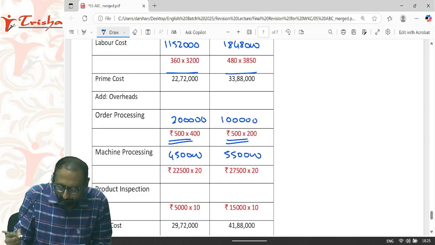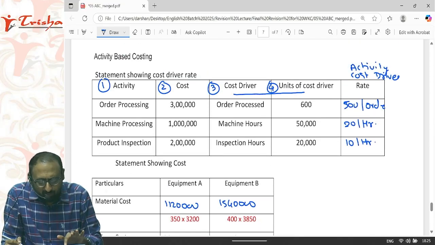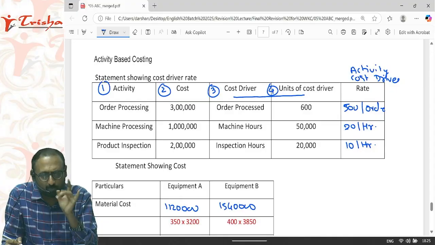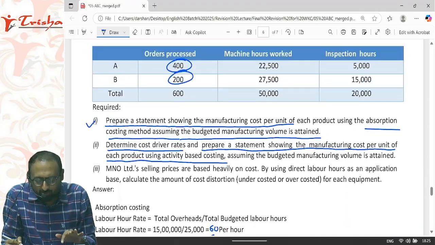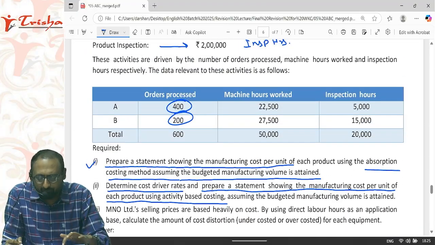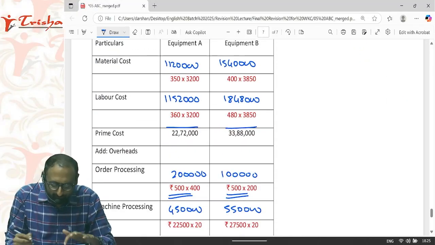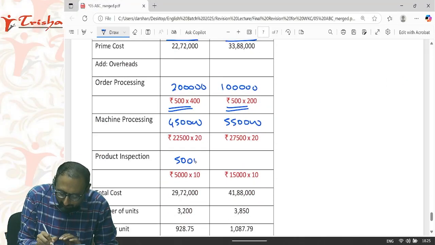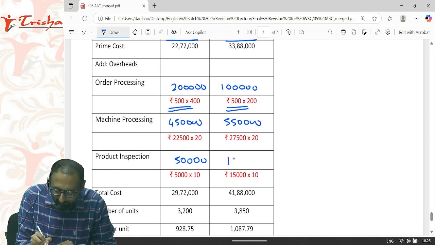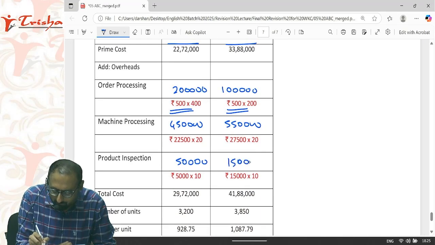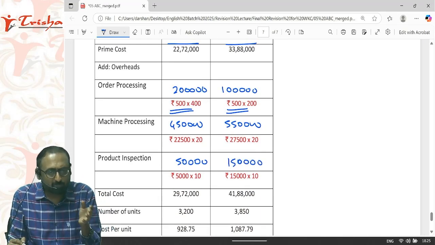5,50,000 will be your total. Then we will check the rate of the inspection. Rate of inspection is 10 rupees per inspection hour. In the question, inspection hours are given as 5,000 and 15,000. So, Sirji, 10 rupees multiplied by 5,000 is 50,000, and 10 rupees multiplied by 15,000 is 1,50,000. So, this will be your total activity cost.